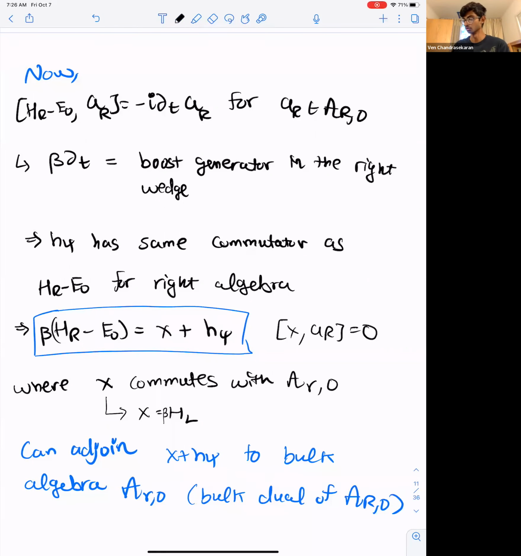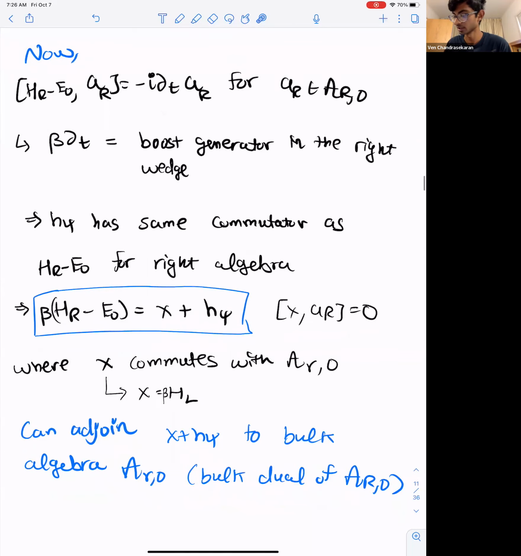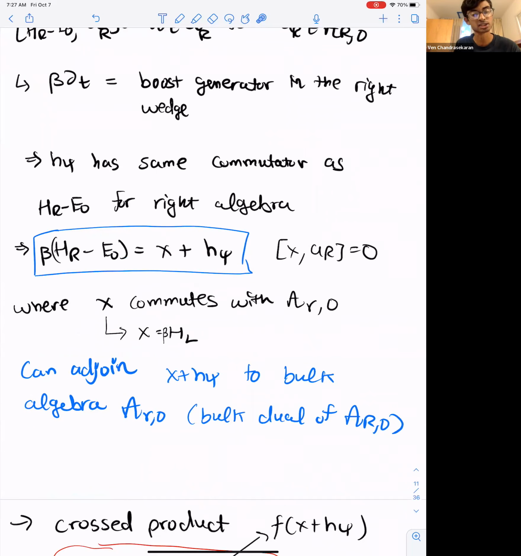Okay. So we've identified this bulk operator, right? So X, some operator is going to come along for the ride for now, and it's some bulk operator which does the same thing that the boundary Hamiltonian does. So what I'm going to do now is adjoin the action of X plus H psi to the bulk algebra associated to the right causal wedge, which is just the bulk dual of the algebra of single trace operators that we've been talking about so far.